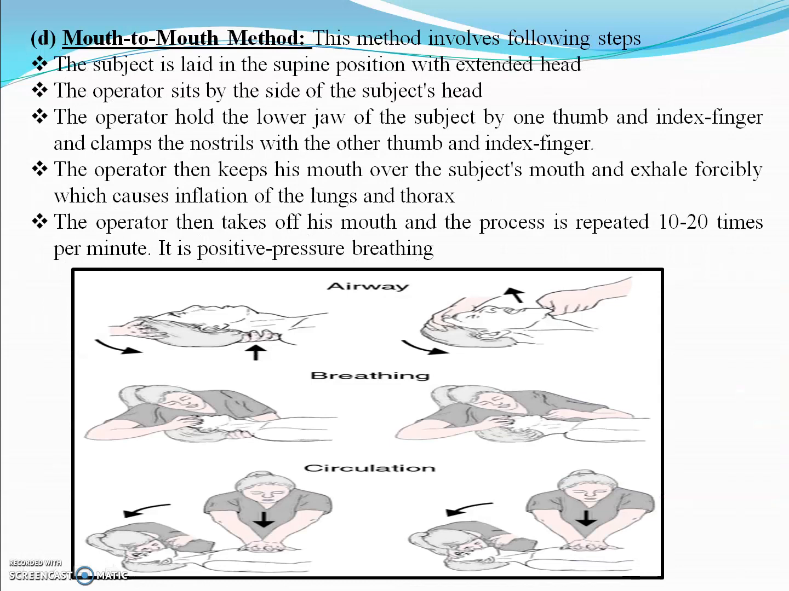Next is the mouth to mouth method. In this method again the subject is laid in a supine position. The operator sits by the side of the subject's head. The operator holds the lower jaw of the subject with one thumb and index finger and clamps the nostrils with the other thumb and index finger. The operator then keeps his mouth over the subject's mouth and exhales forcefully, which causes inflation of the lungs and the thorax. The operator then takes off his mouth and the process is repeated 10 to 20 times per minute, and this is positive pressure breathing.